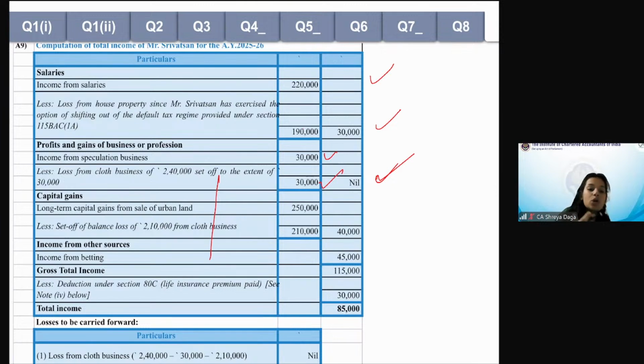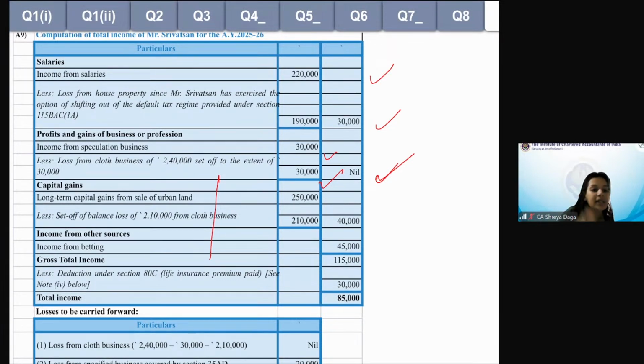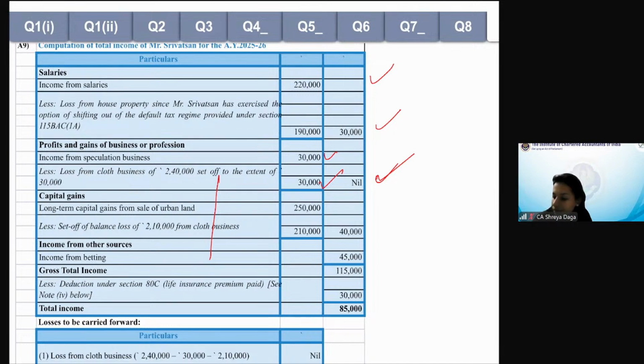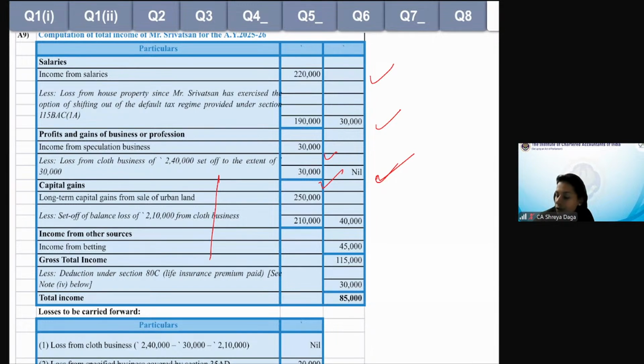When you set off your business loss, first you set off against the same head, then you set off against a different head. And if it was salaries, you could not have set off. Like you have income from salaries over here. If suppose you had some unabsorbed business loss left even after setting off against income from business and income from capital gains, still you could not have set off against income from salary because business loss and salary not allowed. Okay. All right. So everybody on this capital gains, till that you've understood? Capital gains you've understood?